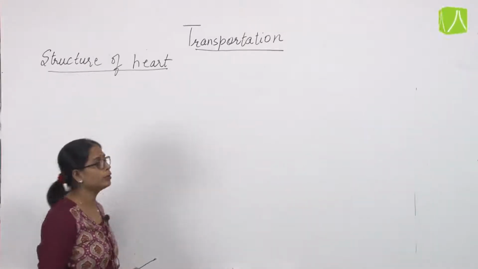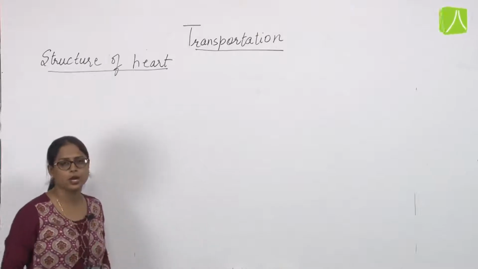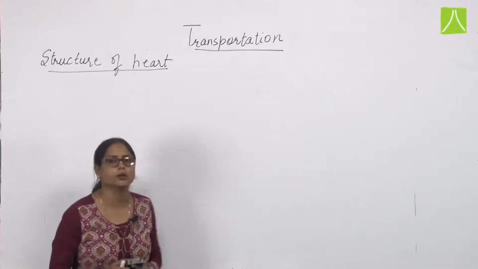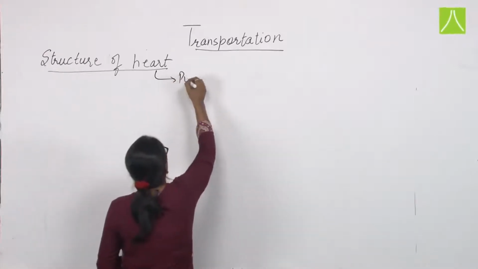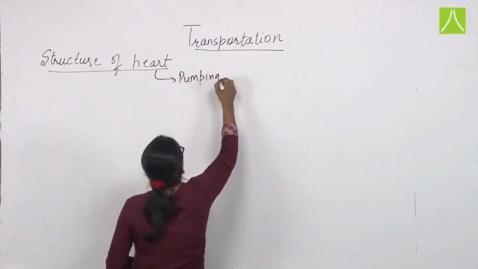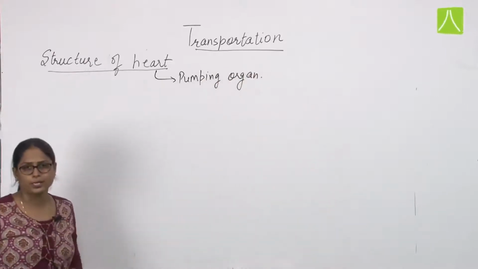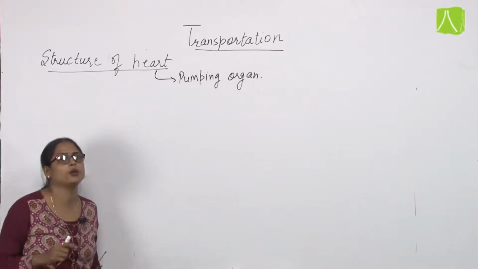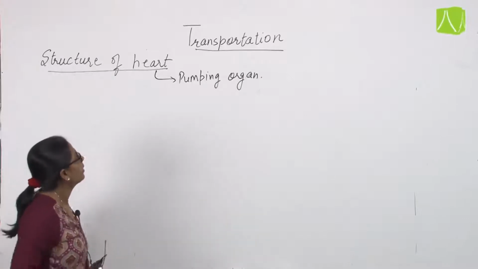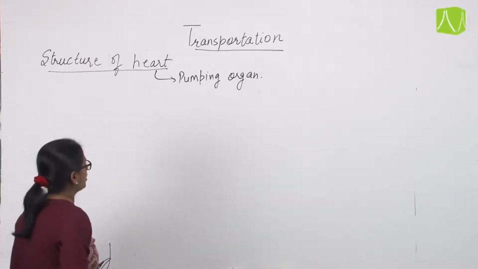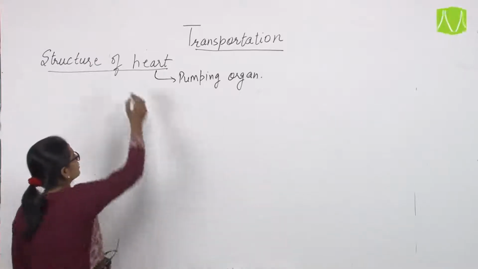Okay, now we are going to discuss the structure of the heart. As we all know, the heart is our pumping organ. The human heart pumps blood to different body systems and body parts to supply blood and mainly oxygen. Now, where is this heart located?